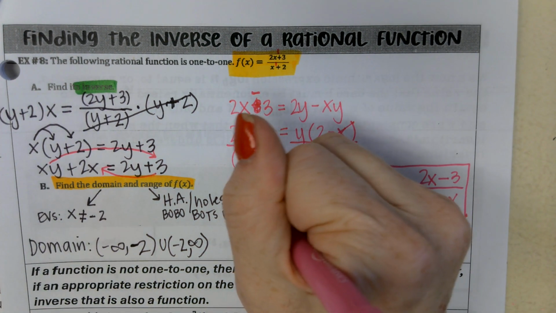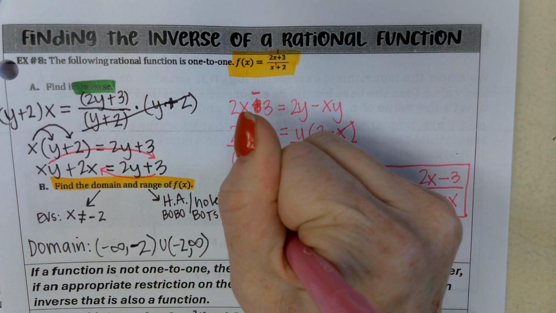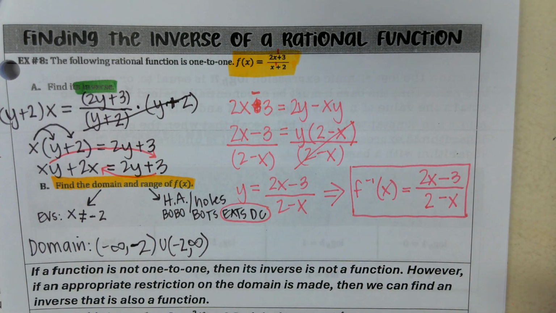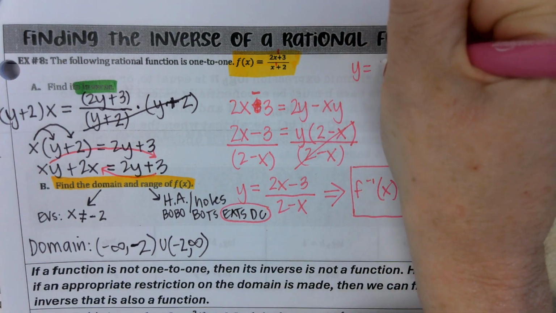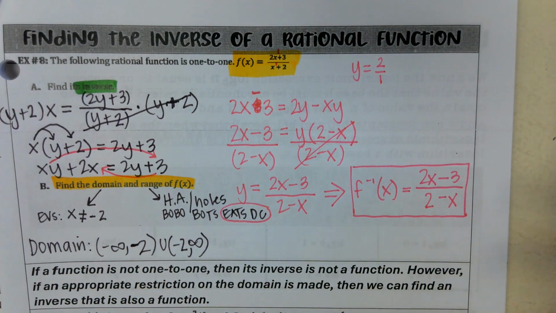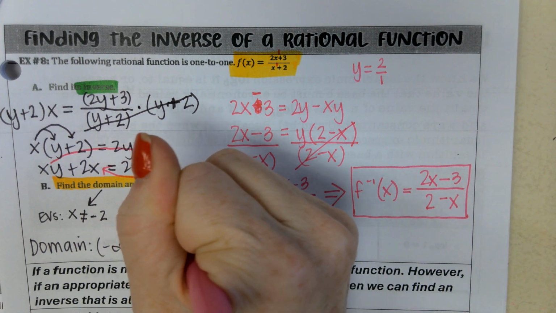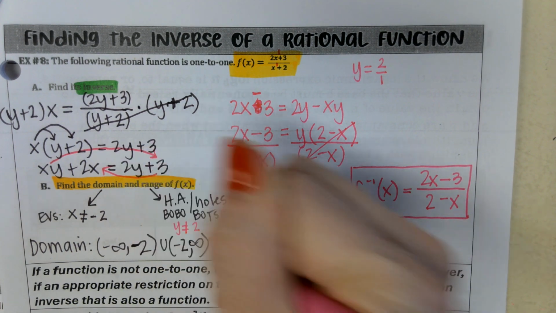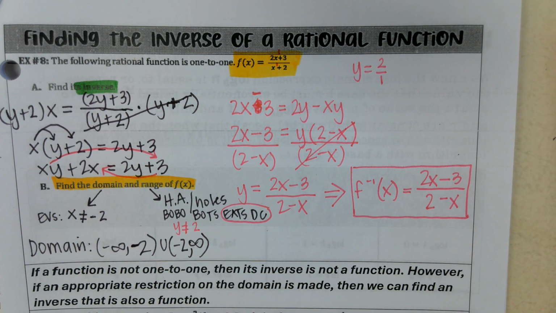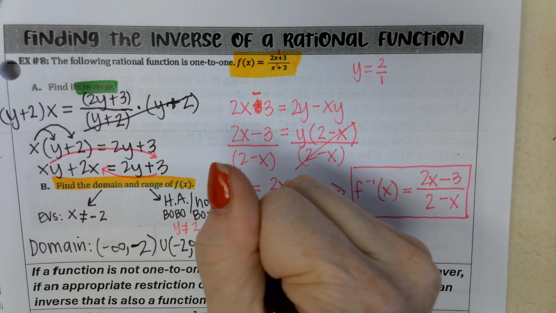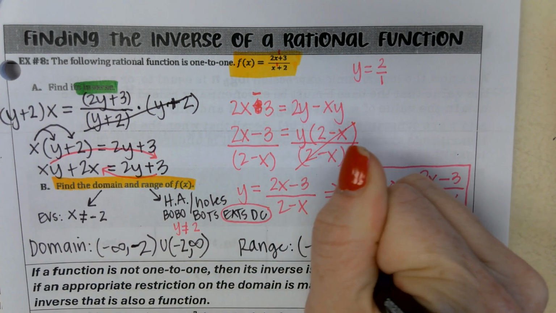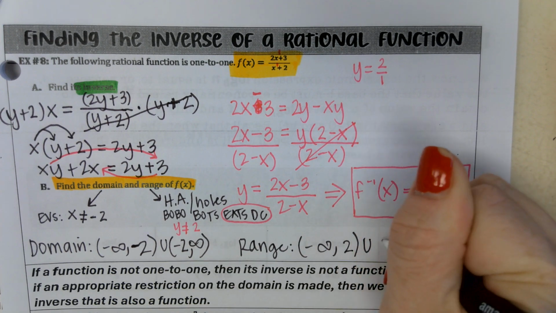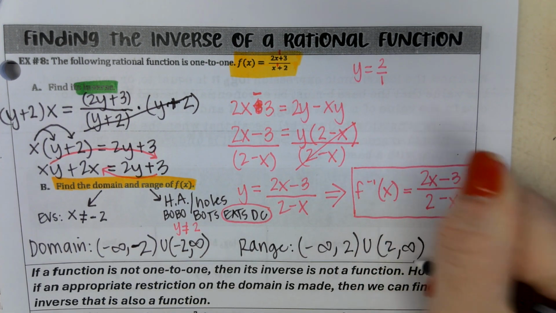How do those exponents compare? They're the same. Exponents are the same, so we will divide our coefficients: 2 divided by 1. So here, y cannot equal 2. That makes my range negative infinity to 2 and from 2 to infinity.